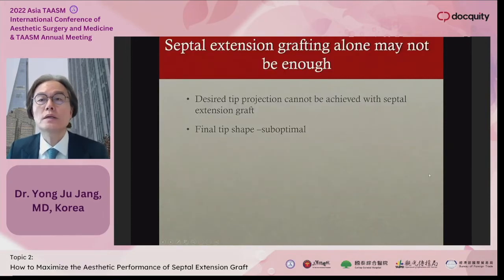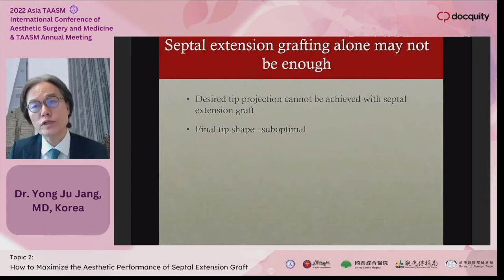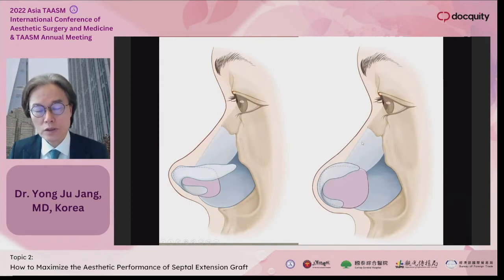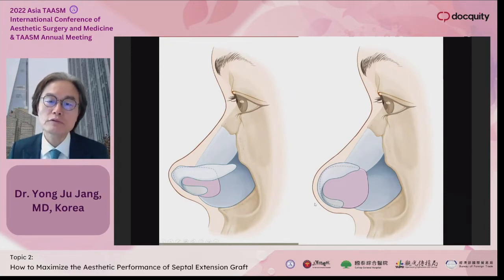But you have to understand that in order to get good tip projection and good tip shape, sometimes the septal extension graft alone is not enough. So I would say that the desired tip projection cannot be achieved with the septal extension graft alone, and the final tip shape can be suboptimal in some patients. In some patients, we need additional tip grafting. For example, when the patient has very round ala cartilage, you have to have additional tip grafting right here.